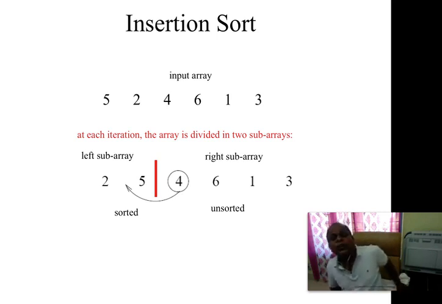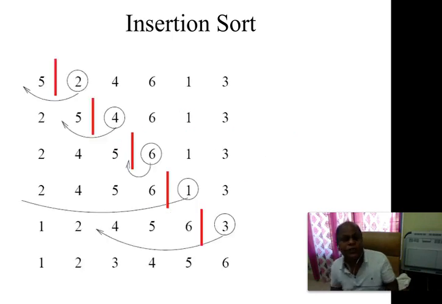Now you consider the number 4. You see 2, 5 is sorted and you have to insert 4 in its proper position. You have to shift 5 one position right, because 5 is bigger than 4, and again 2 is less than 4, 4 is bigger, hence in between 2 and 5 you have to insert 4. Now you are considering 2, 4, 5 as a sorted array.